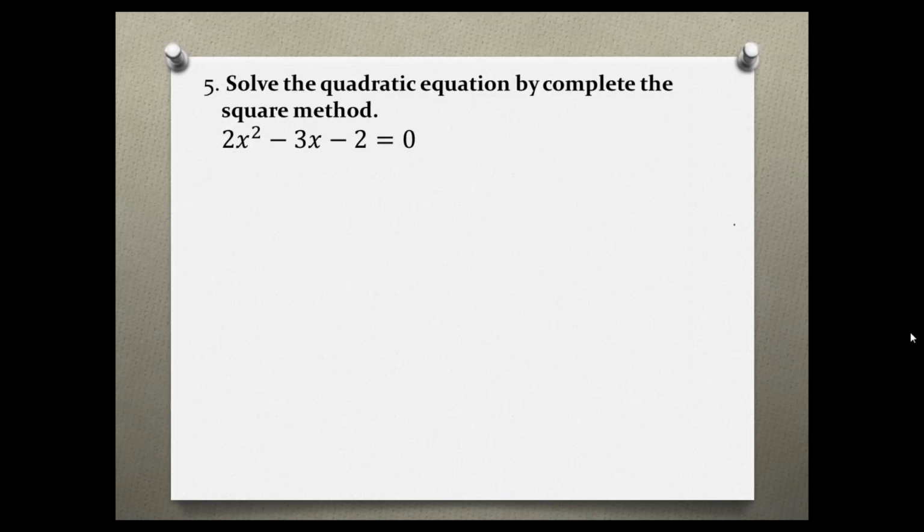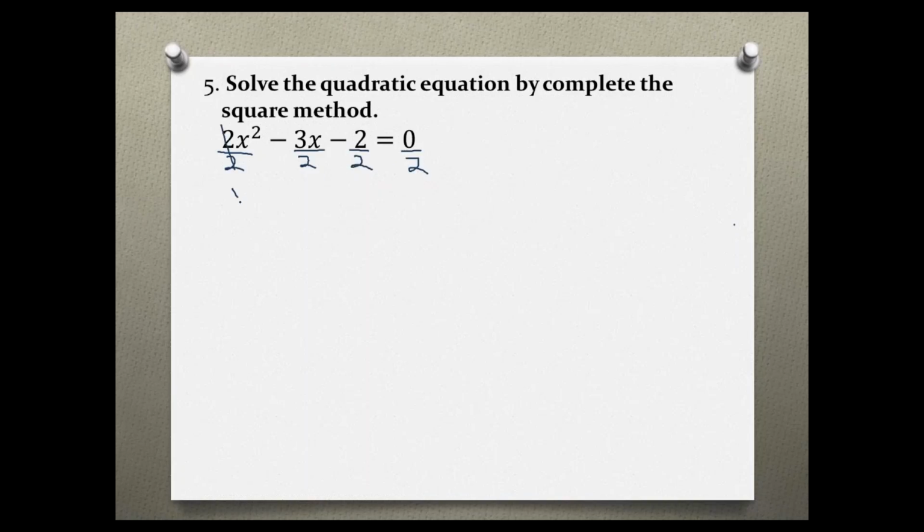Problem number 5. Solve the quadratic equation by the complete the square method. We have 2x squared minus 3x minus 2 equals 0. When we're using this method, we want a leading coefficient of 1. Here we have 2, so our first step is to divide every single term by 2.